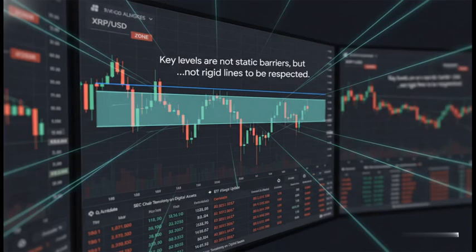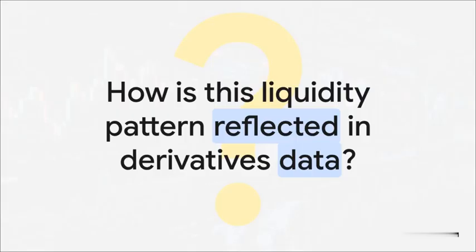So the core takeaway is this. Obvious support and resistance levels are not rigid barriers. They're better viewed as targets, dynamic zones of interest where institutions are likely to engineer price moves to facilitate their own objectives. This price action analysis provides one critical data point, but the unresolved forward-looking question is this: how does this activity correlate with positioning data from the derivatives market? A convergence of signals across those datasets would provide a much higher degree of confidence in the analysis.